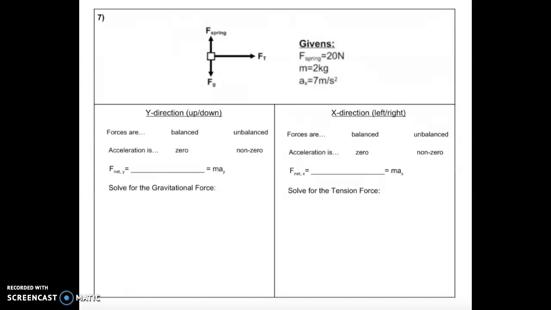So question number 7, we're given a free body diagram. We have spring force up, we have the force due to gravity down, and we have the force of tension to the right. We're given a couple values to help us out. I'm going to start on the left column that says the y direction, the up and down direction. I'm going to ask myself, are those forces balanced or unbalanced? And it looks like to me the upward spring force is balanced out by the downward force due to gravity. So I'm going to say that these forces are balanced. And we know from Newton's second law that if our forces are balanced, that means we have 0 acceleration.